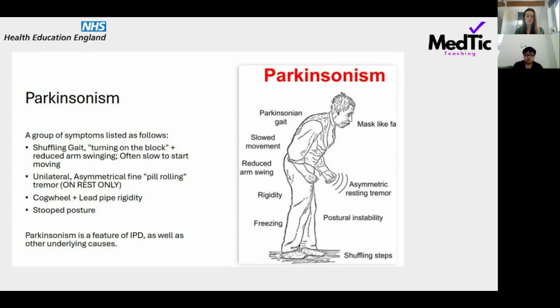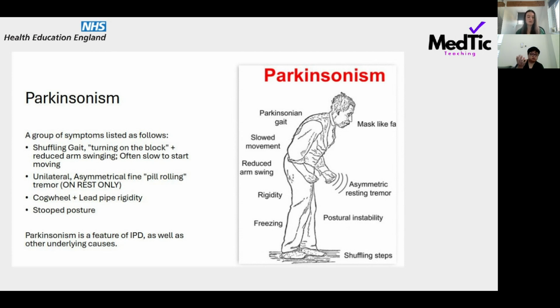They must have a shuffling gait, where they have reduced arm swing and it's almost like they're hobbling down one side and losing their balance while stooping forward, like the gentleman in this picture. When they get to a wall and you ask them to turn around and come back to you, they do something called turning on the block, where instead of turning around in one motion, they have to step their feet one at a time to face you. They can have a tremor which is only on one side and is pill rolling.